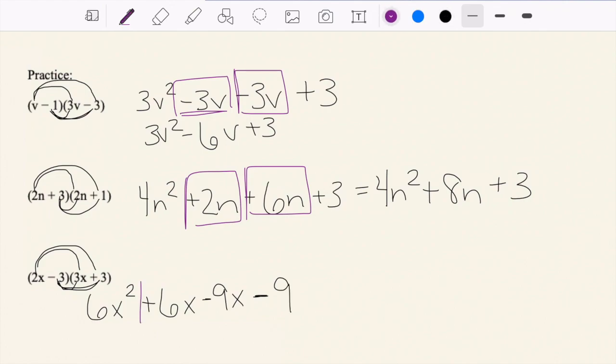Looking to see if there's anything we can combine, we have positive 6x and negative 9x. So we have 6x squared. When we combine those, we get negative 3x minus 9. And that's the end of our polynomial unit.